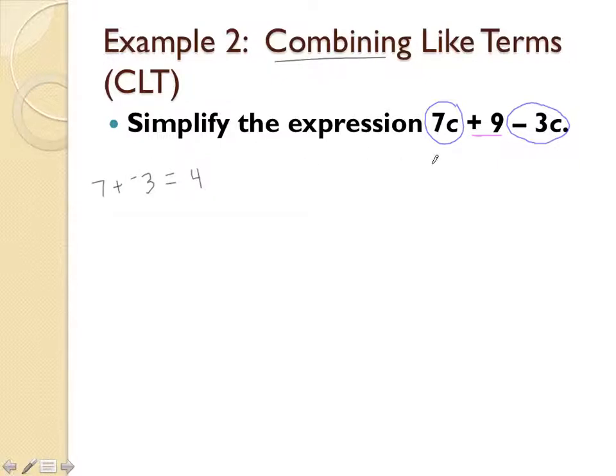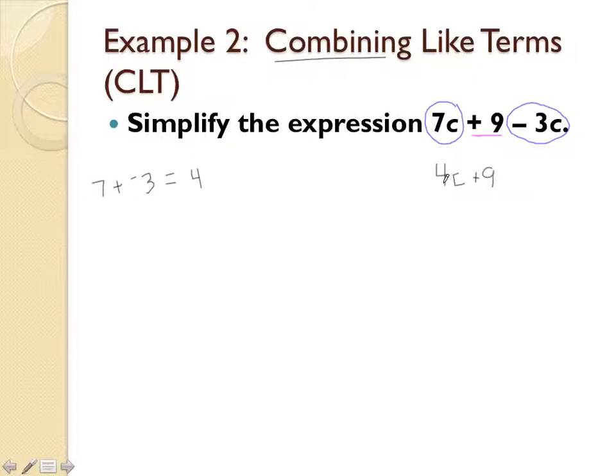All right, so I'm going to go back to my problem, and when I combine these, I will end up with 4, and I bring the variable, the c, along for the ride. So I'm basically adding the coefficients and then making the two terms that are alike into one term. All right, this positive 9 doesn't have a match. I don't have anything else in my expression that has a pink line under it, so it just comes down and becomes part of the next step in solving this question.